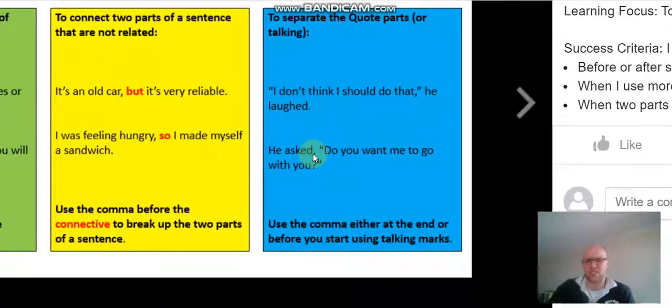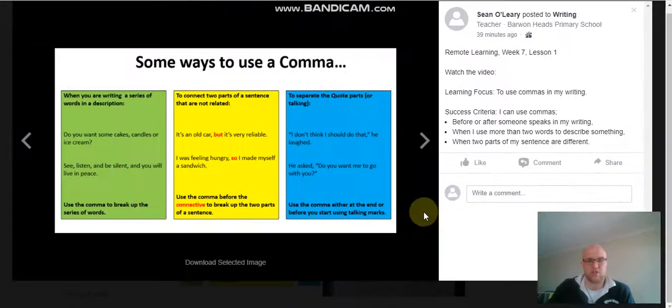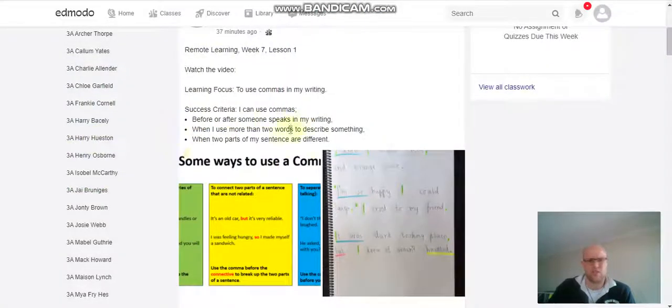So I guess it's used to give us a pause before that person or your character has something to say. So it does relate a little bit to our reading. And it says down the bottom, use a comma either at the end or before you start using talking marks. So we did practice that a little bit last time.